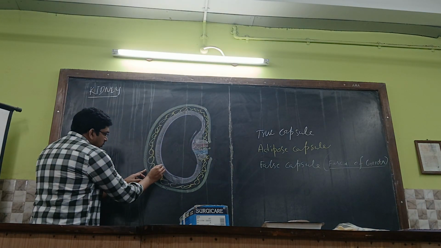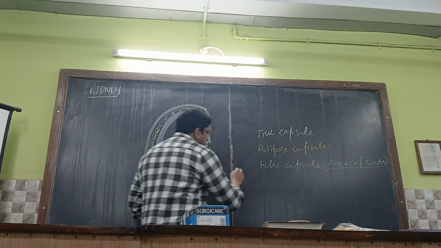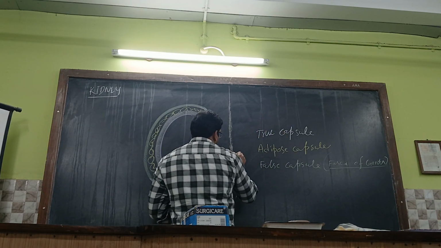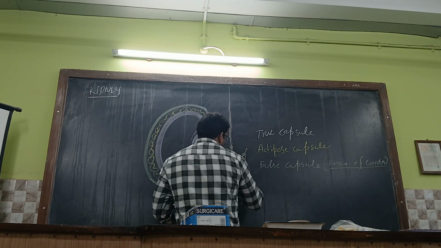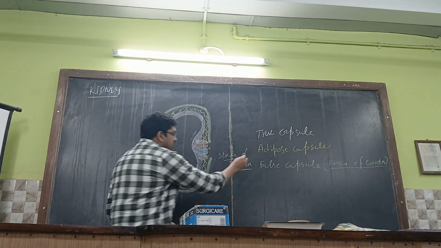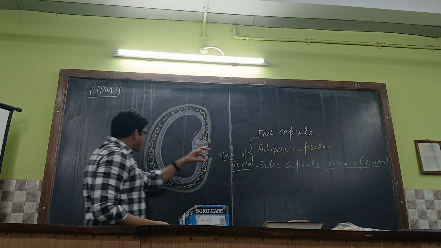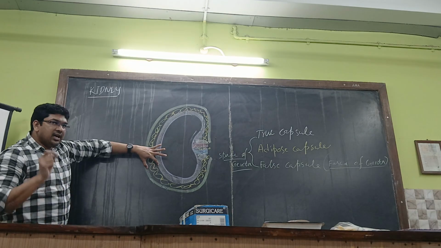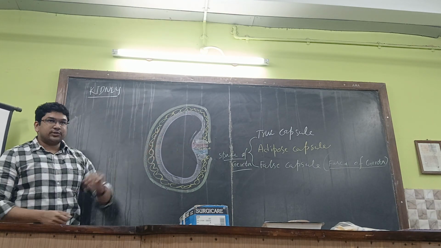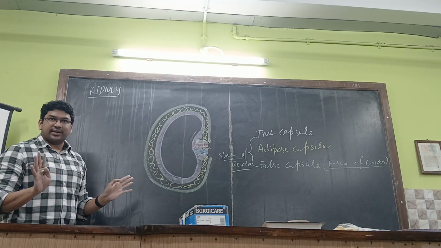In between the true capsule and false capsule, this space is termed the space of Gerota, which will be occupied by the adipose capsule. So fascia of Gerota and space of Gerota are absolutely different.